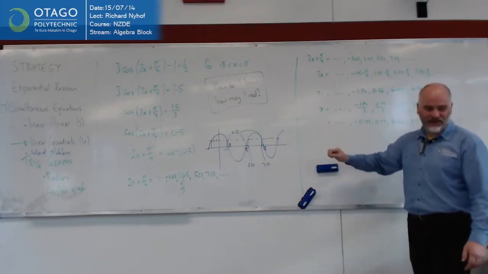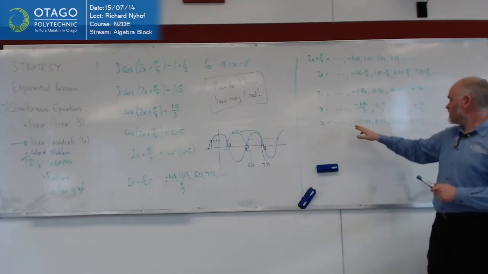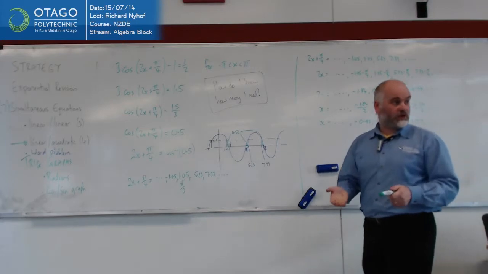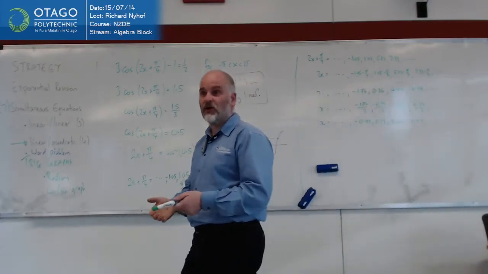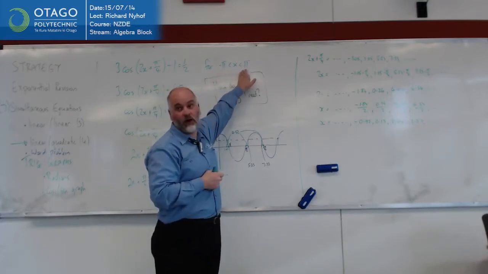We now have answers for x. We have all of these answers for x. The question is, which ones do we want? Which ones are inside our range? So our range is from negative pi to pi.